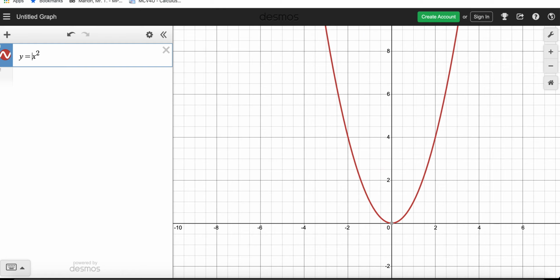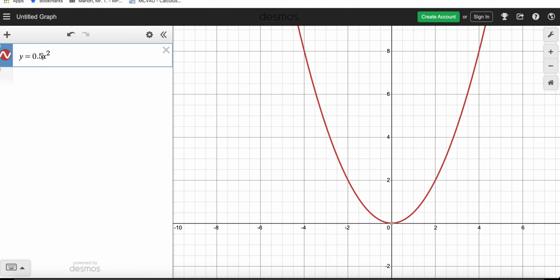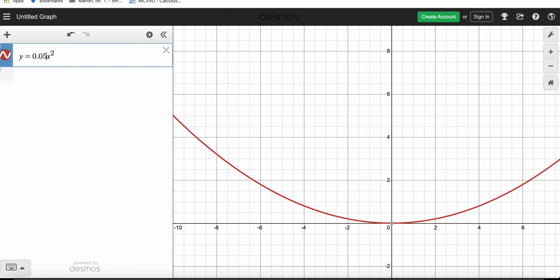Now, what happens if we multiply this x squared, or change the value of a, to be a number that is less than 1 but greater than 0, still positive? So let's say a number like 0.5, 0.6, 0.7. Let's do 0.5 and see what happens. It's getting a bit wider. Let's do 0.05, and it gets even wider and wider.